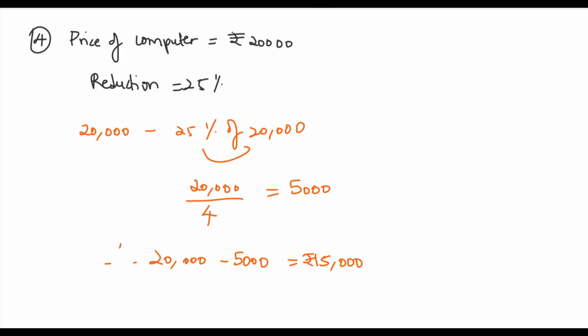By practicing, you can mentally solve these sums, no need of using a pen. These can be calculated in your mind by using those tricks. 25% of 20,000, divide 20,000 by 4 in your mind, you will get 5,000, then subtract 5,000 and you will get your answer.